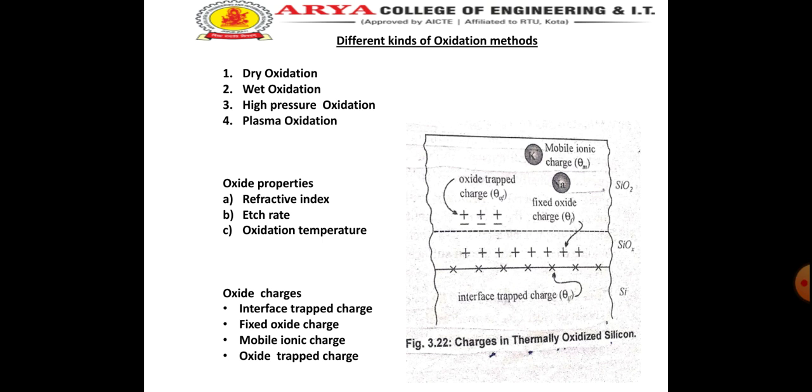Now in this topic we are having different kinds of oxidation methods. First one is dry oxidation. HCl dry oxidation is straightforward using microprocessor controlled equipment. Wet oxidation. Wet oxidation can be carried out by pyrogenic technique, which reacts H2 and O2 to form water vapor.